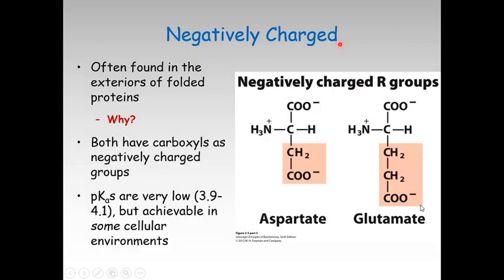Now, let's look at negatively charged amino acids. There are 2 of them, aspartate and glutamate.